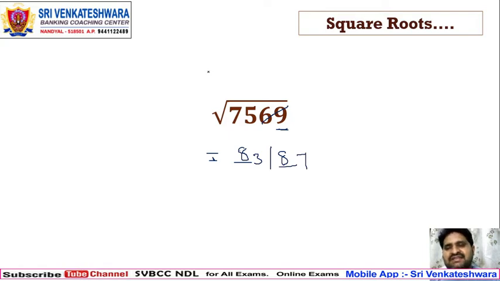Maybe 83 square is 7569. Maybe 87 square is 7569. But out of these two, how to identify which one is correct? Now, I said for all the cases, the middle number is 5. Now, let's implement the same point here.